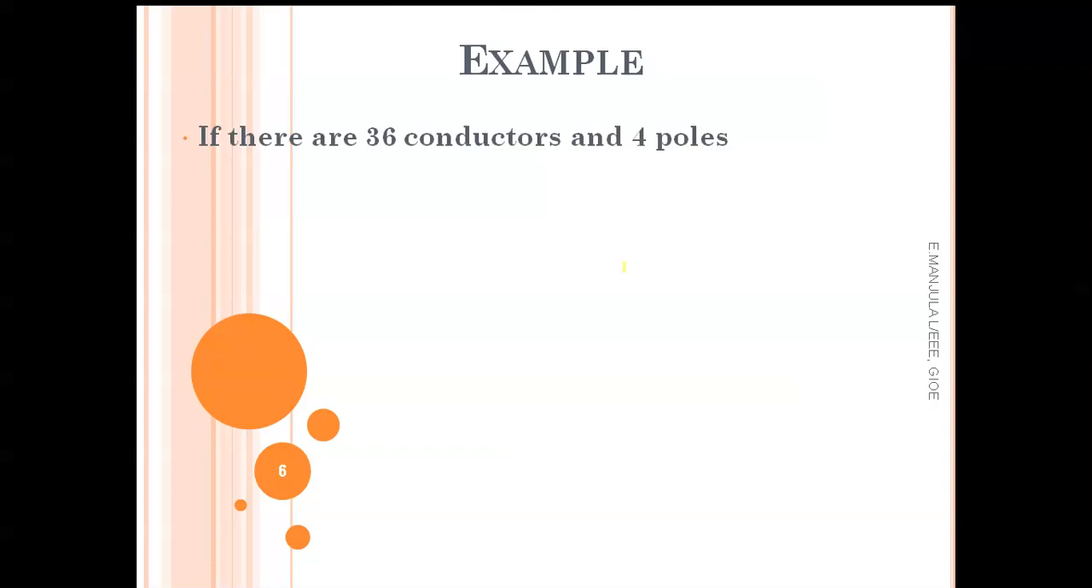If there are 36 conductors and 4 poles, then the pole pitch, that is Yp, is equal to the number of conductors per pole, which is equal to 36 by 4, which is 9. So here the pole pitch will be 9.